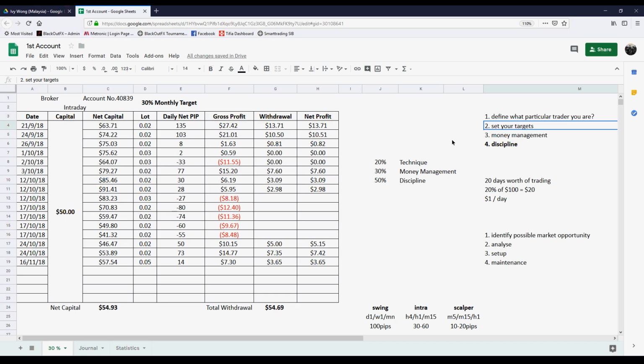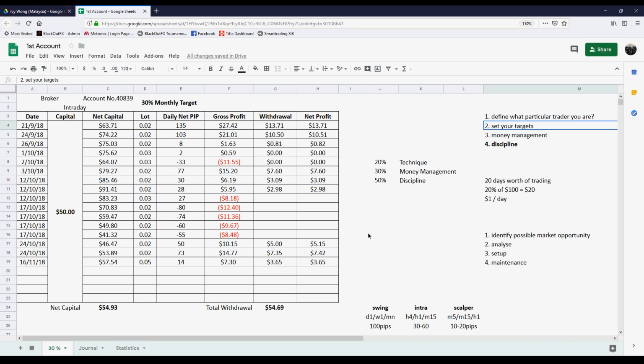This is where you need to be very strict about the things that you do. You need to be very disciplined in terms of how you decide on every particular trade. What are the risks and rewards that you set for yourself? Okay, so let's just go through here.